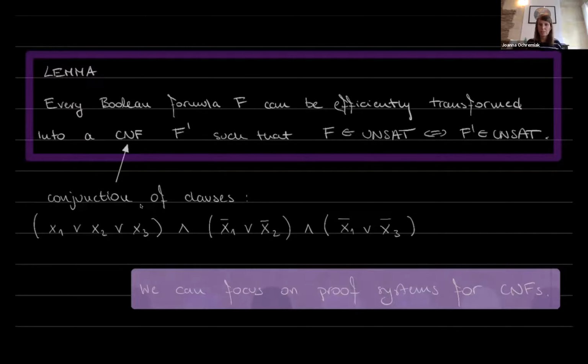This means that if we are interested in polynomially bounded proof systems and so on, we can just focus on proof systems for CNFs, and this is what I'm going to do. So now, instead of talking about proof systems for arbitrary unsatisfiable propositional formulas, we are going to be talking about proof systems for unsatisfiable CNFs.